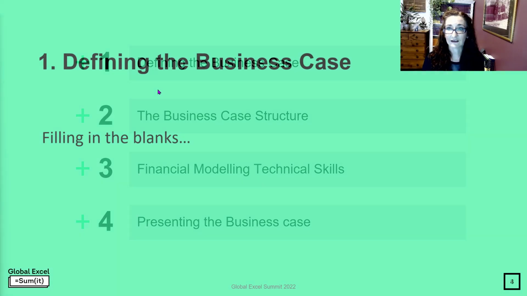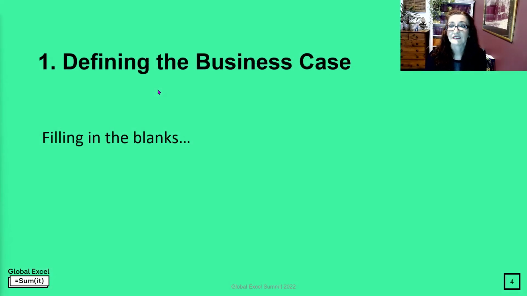So the first thing I'd like to do is to talk about defining the business case. The reason that we need business cases is because companies have various opportunities that they have presented to them, and in order to make decisions, they need a highly structured document, which is called a business case, to make those investments comparable. So it's a really efficient way of standardizing all of these opportunities in order to make those decisions. Some would see it as filling in the blanks, but as we'll see, it's a lot more than that.